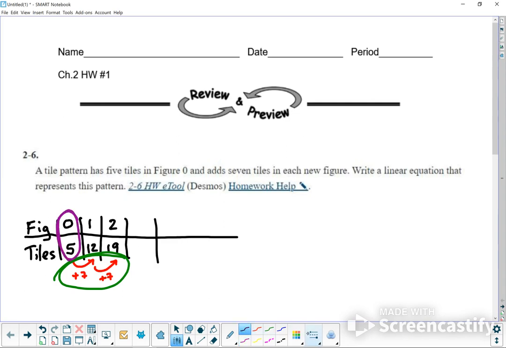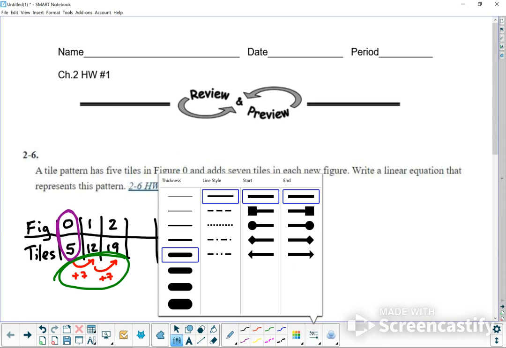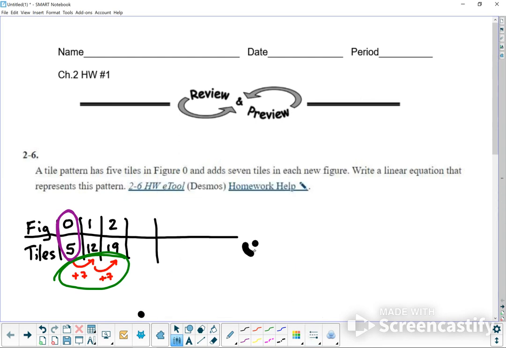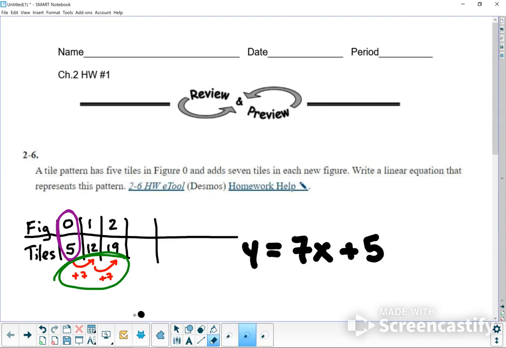Okay, so our equation is going to be something like y equals, and because we're adding repeated 7, it's going to be multiplication of 7, so it'll be 7x, and the 0 term is 5, so it's going to be plus 5, because that's your starting. Later on you find out it's given a different name, but for now let's just call that our starting.